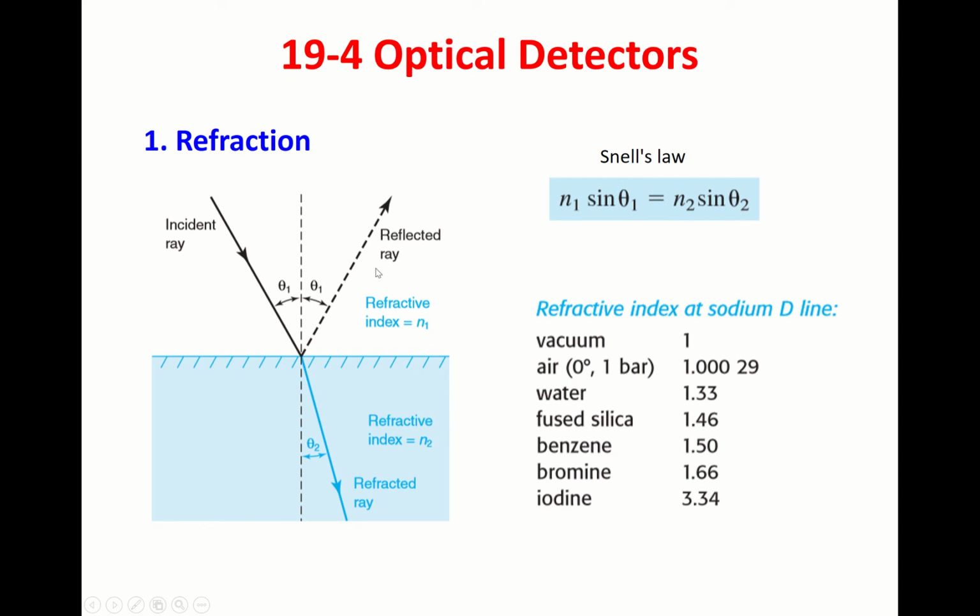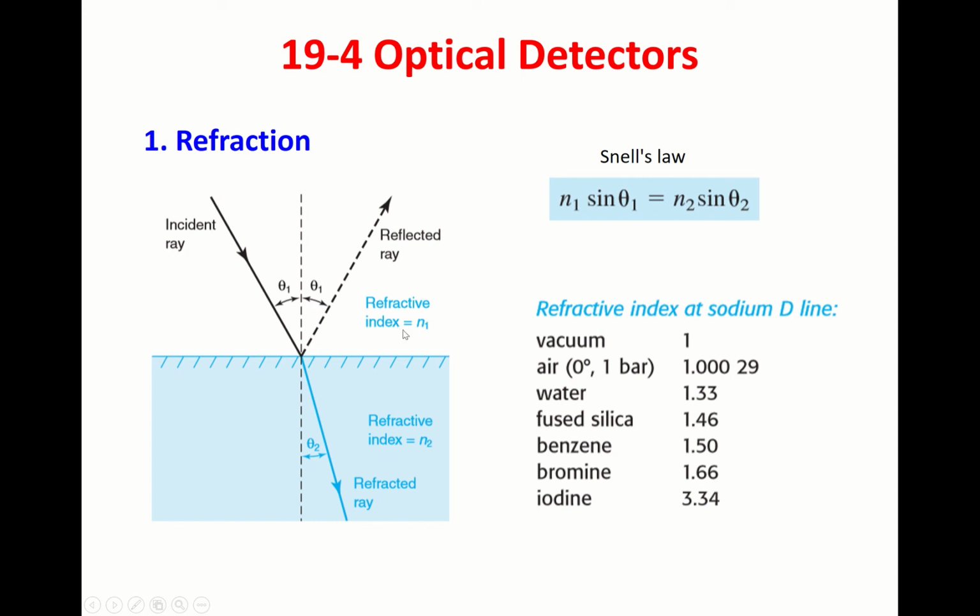The law of reflection says the incident angle is the same as the reflected angle. This reflected angle is exactly the same as this one. This reflection condition is well met when the surface is very smooth. This is very easy to understand. But what about the refraction?